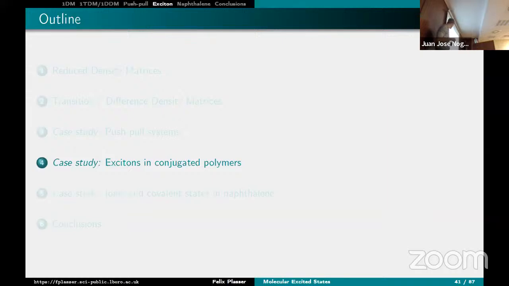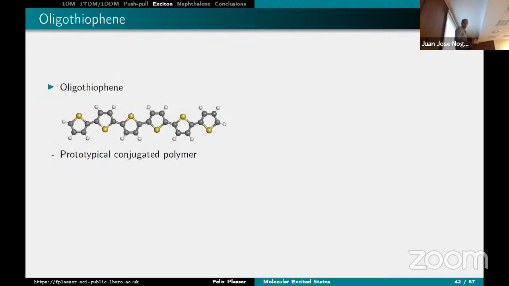Okay, then let me just go to the second case study, and that's about excitons. So, we're looking at oligothiophene. Oligothiophene is a prototypical conjugated polymer that's studied like crazy by different people. We're using PBE with three lips.